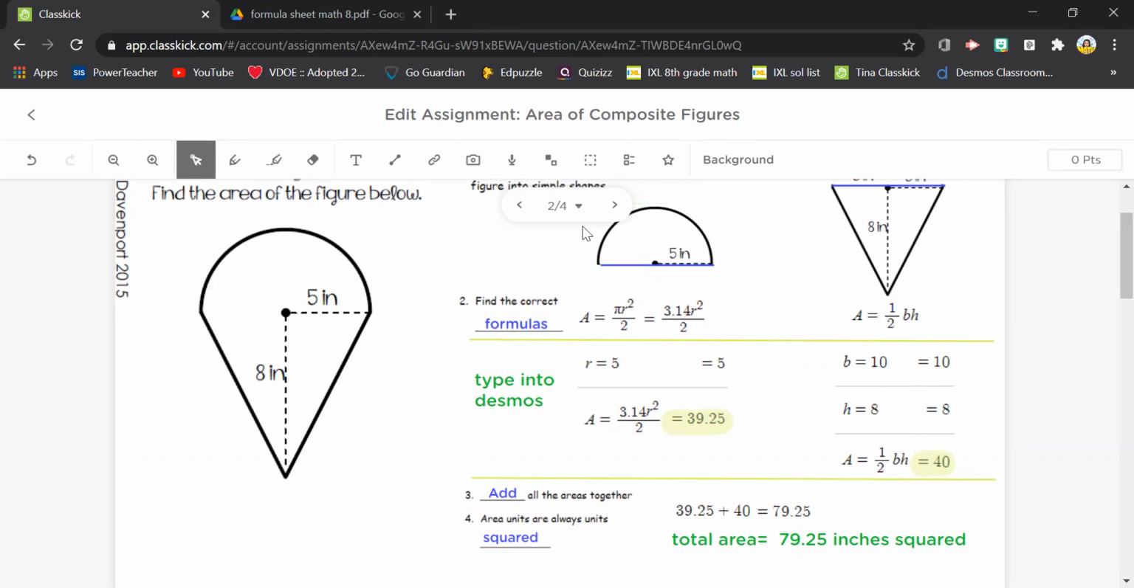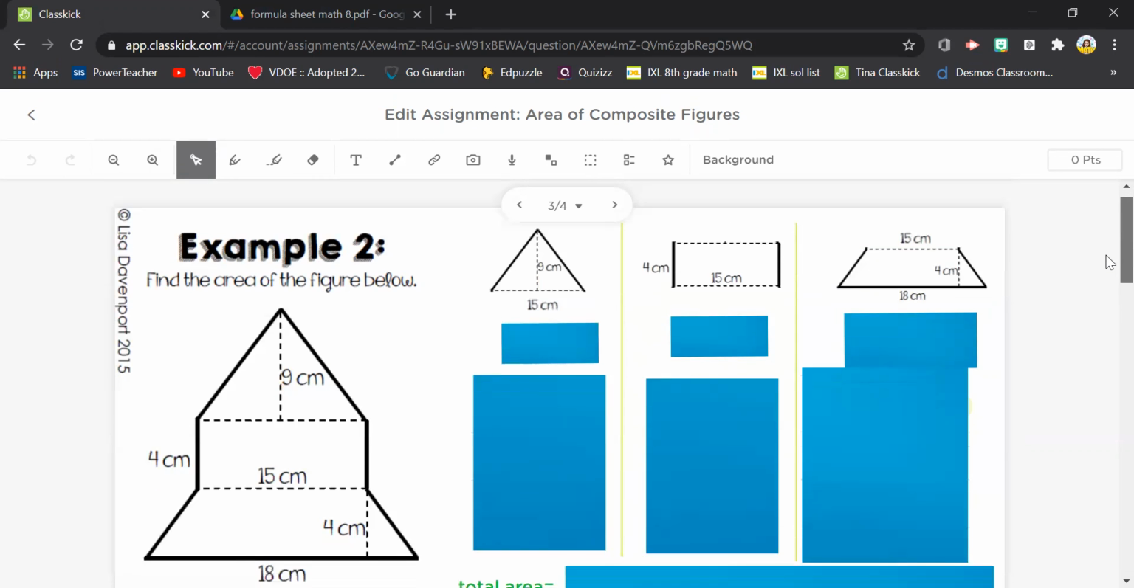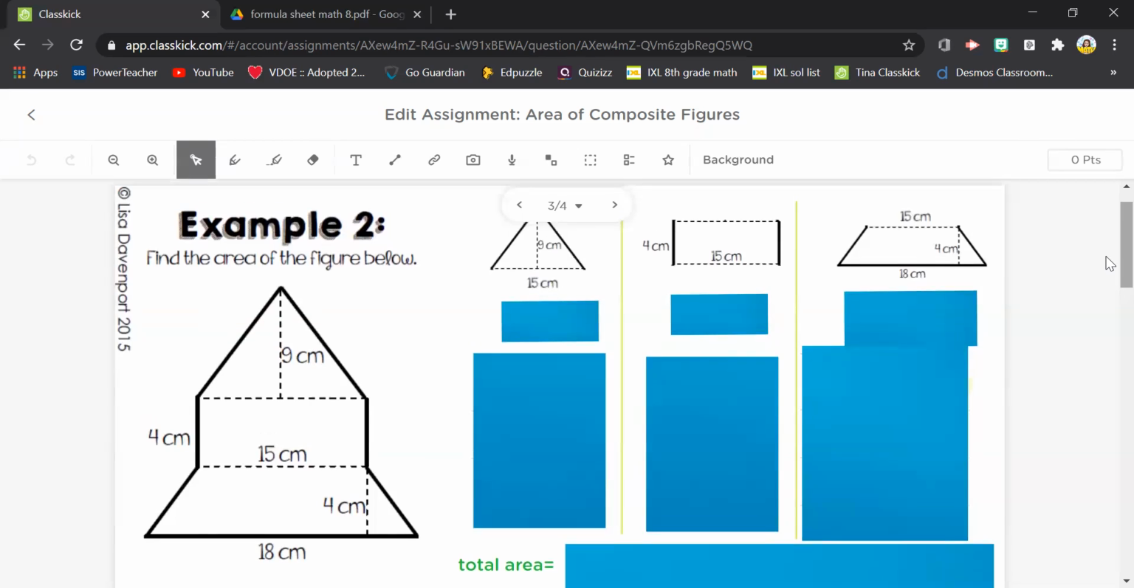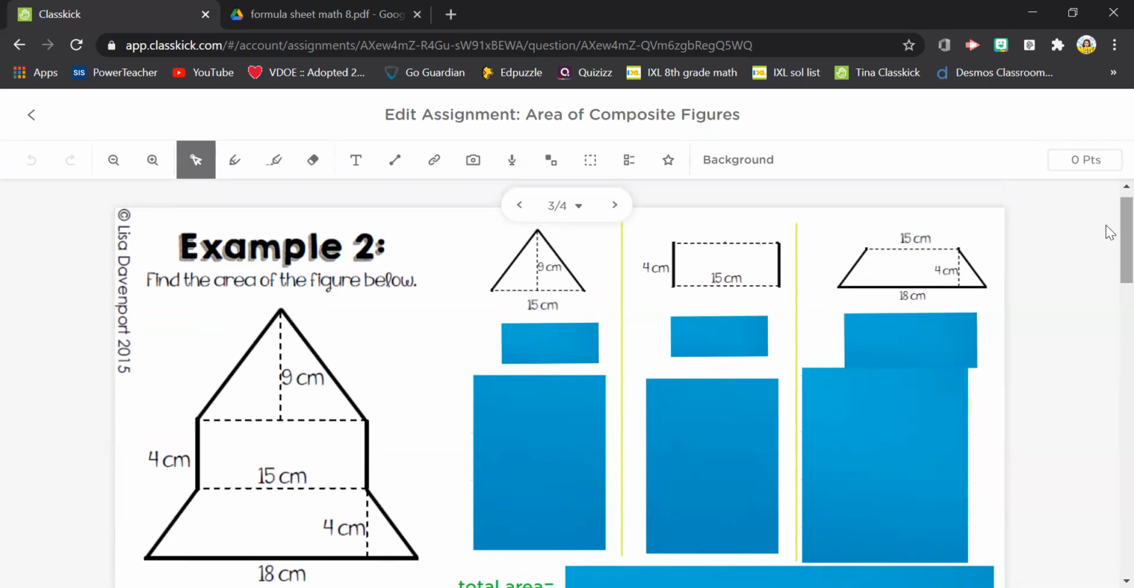Okay, let's look at a second example. For example 2, this sort of looks like a rocket ship or something, but I'm going to just cut it straight across so that I'm left with the triangle on the top, rectangle in the middle, and a trapezoid on the bottom. I cut all of those, and I've left the measurements the way that they were in my original shape. The only one that I had to add was right here.